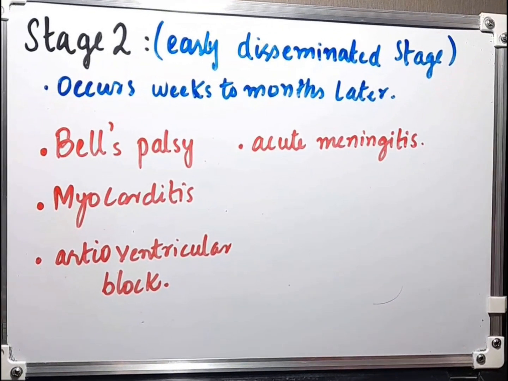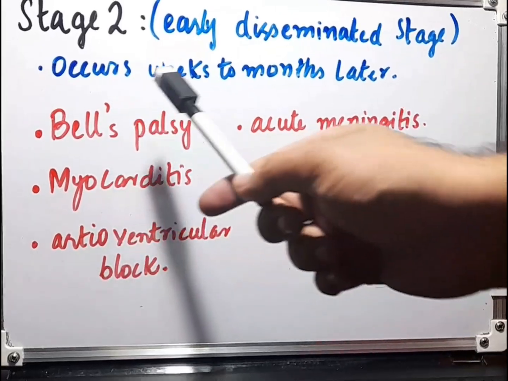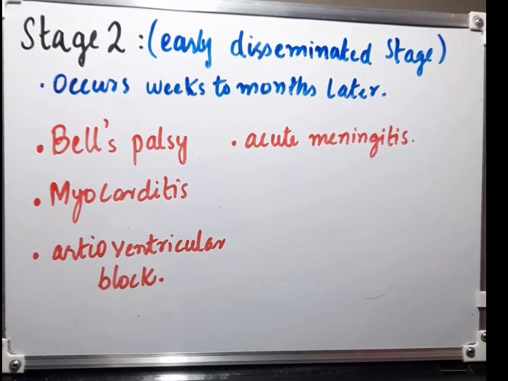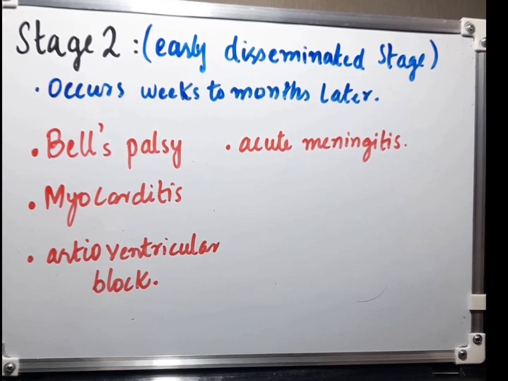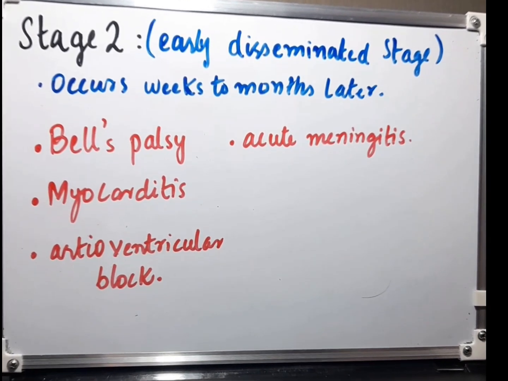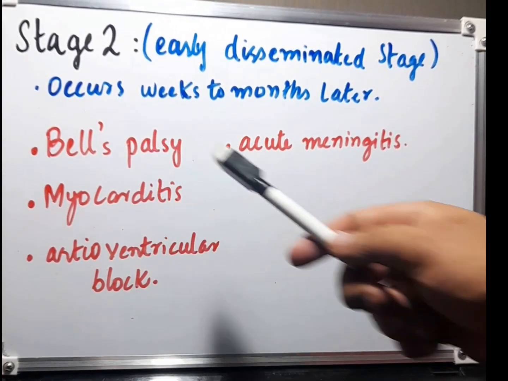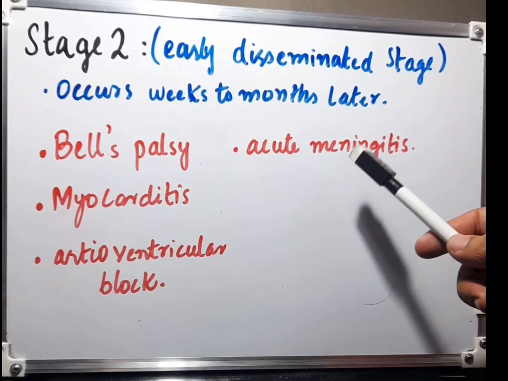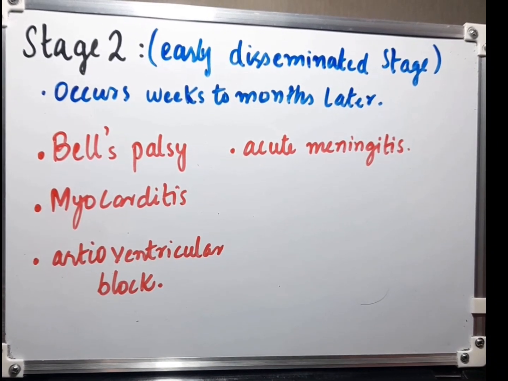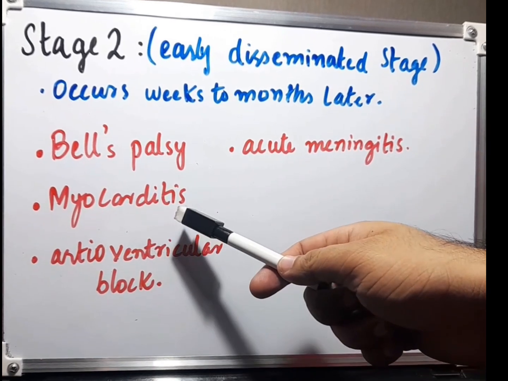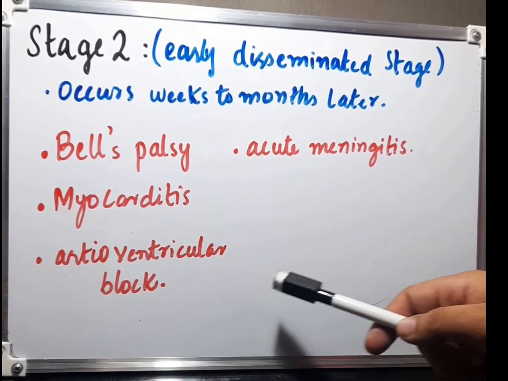The stage 2 of Lyme disease. This is also known as the early disseminated stage. It occurs weeks to months later. In this stage, there is cardiac and neurological involvement. The diseases associated with this stage are facial nerve palsy, including Bell's palsy, and acute meningitis can also occur. Heart problems can also take place, such as myocarditis, the inflammation of the myocardium, atrioventricular block, and abnormalities of the sinus rhythm of the heart.